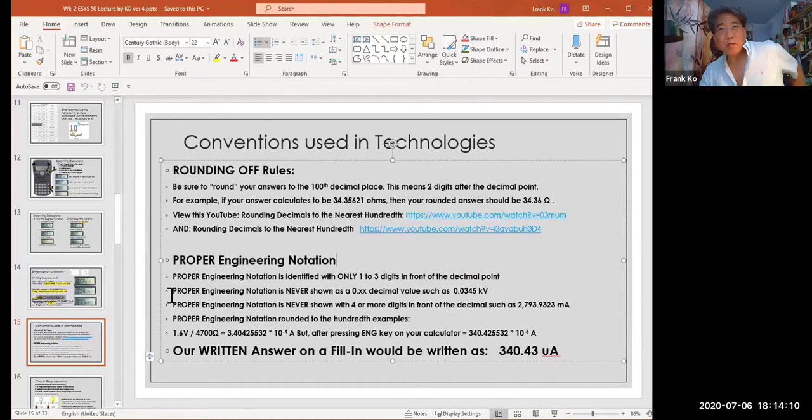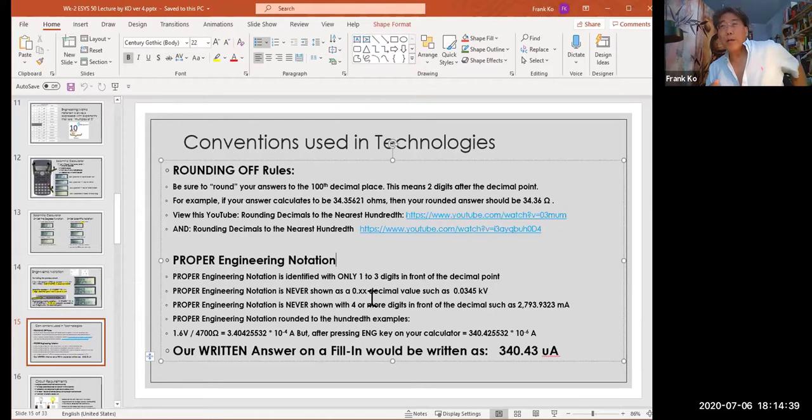The second bullet point says proper engineering notation is never shown as a 0.xx decimal value, such as what I've typed in. If you take a look at what I've typed in, I put in 0.0345, and then I threw in kilovolts. That's not proper engineering notation because there's a decimal. There's a kilo in there, but it's not proper engineering notation.